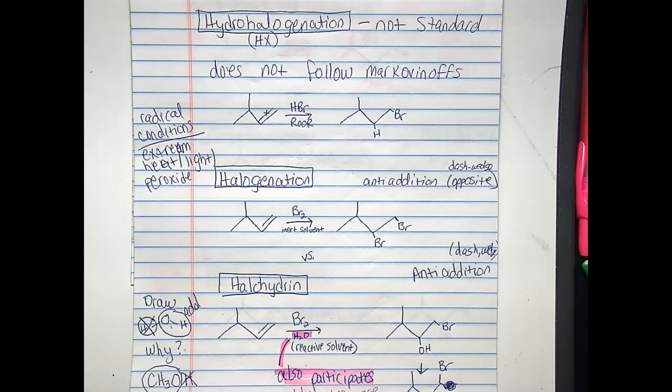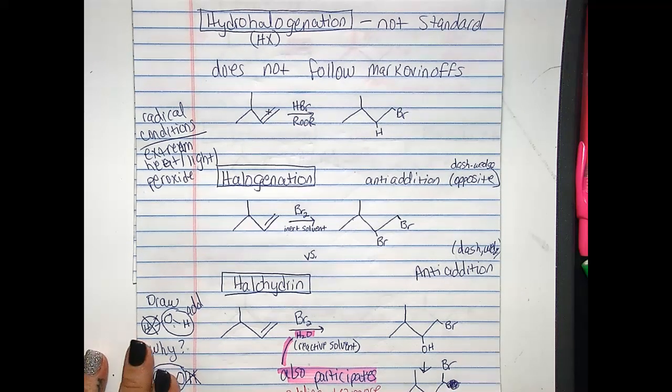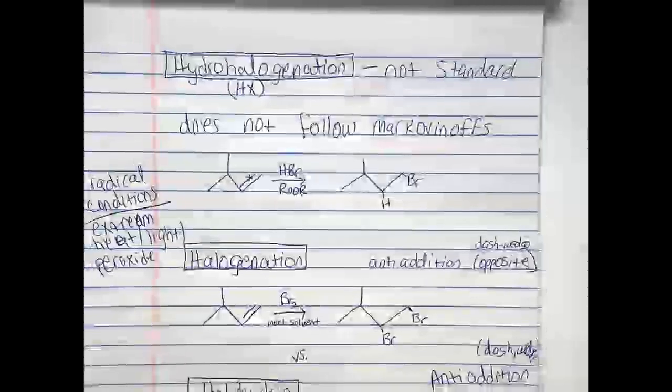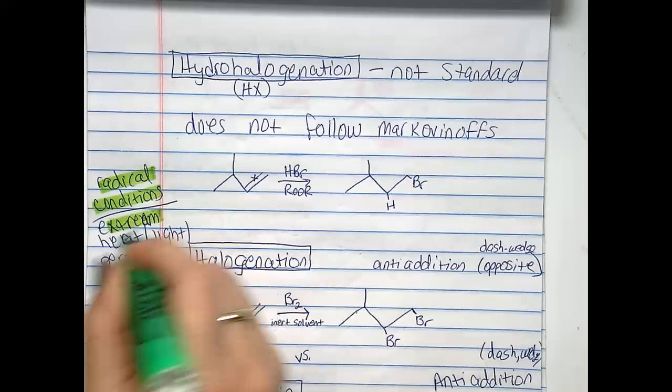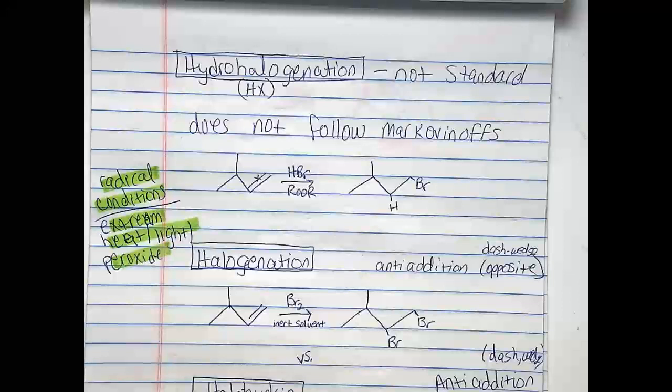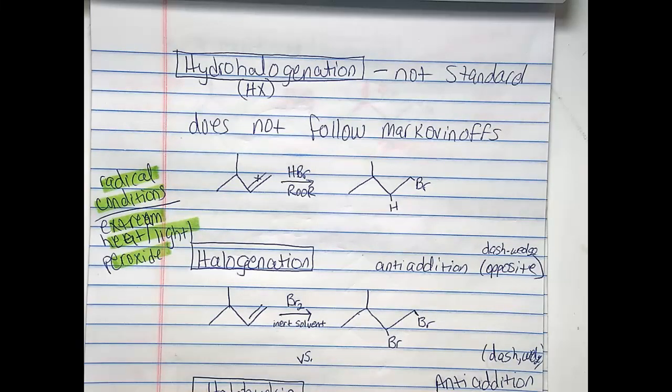So now I'm going to talk about hydrohalogenation in not standard conditions. What we just saw was standard conditions. Now we're going to talk about the exact same reaction in not standard conditions. I'm just going to focus on this part, zoom in right here. Not standard conditions, we're talking about radical conditions. Peroxides, extreme heat, extreme light. Radical, not standard conditions.